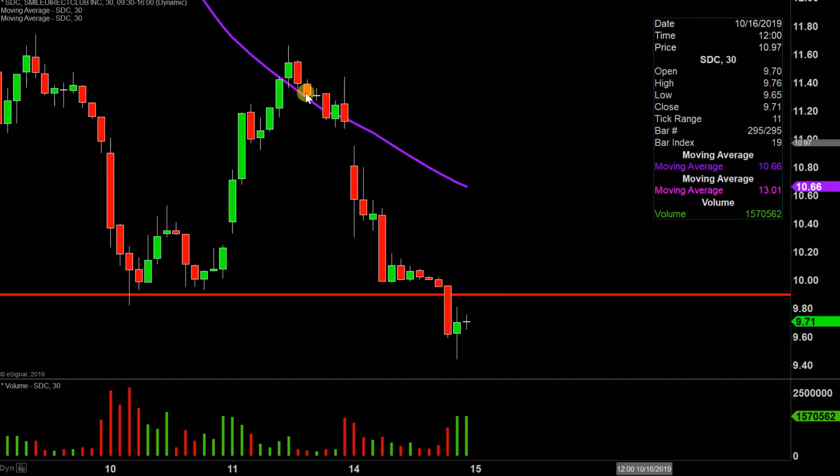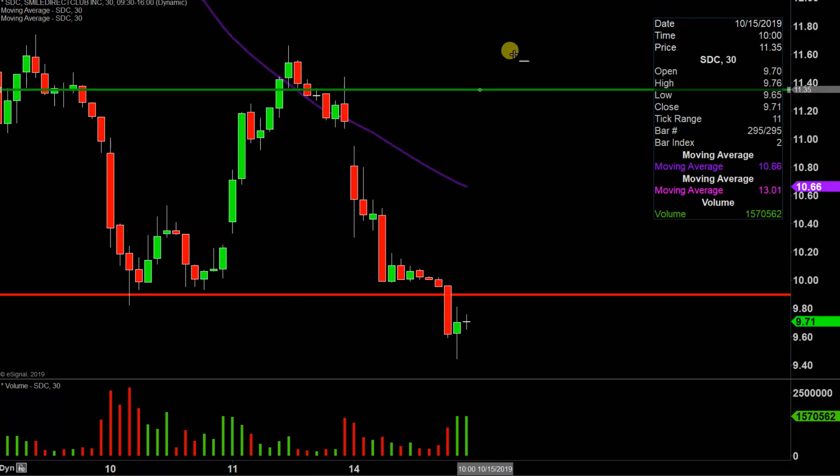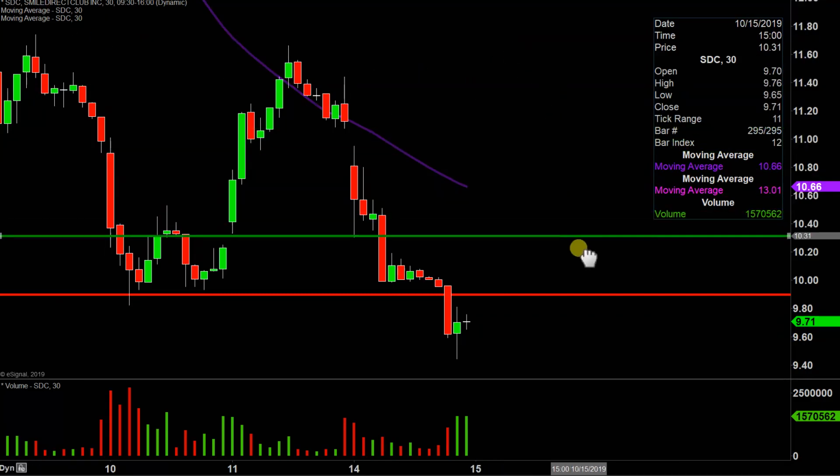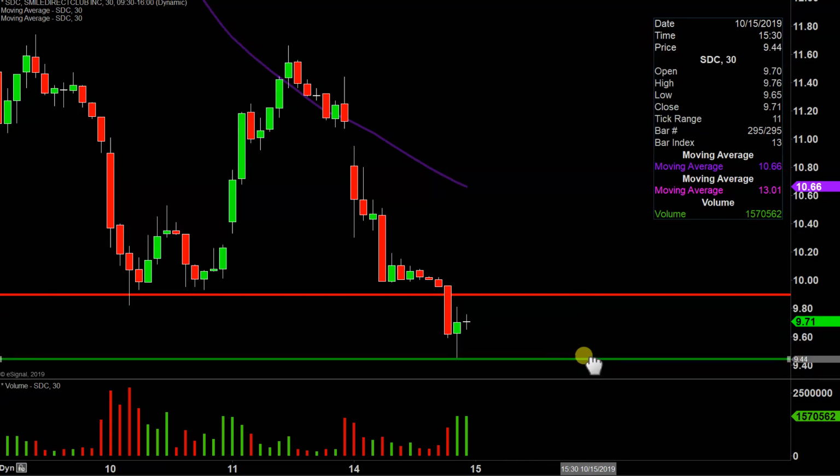What about levels of support? Nothing fancy or complicated here at all, other than the fact that the bleeding finally stopped today down there at $9.45. So for that reason, and that reason alone, 945 is an important level, because as of now, yes, that seems to be the bottom.